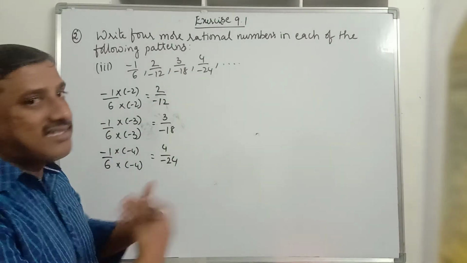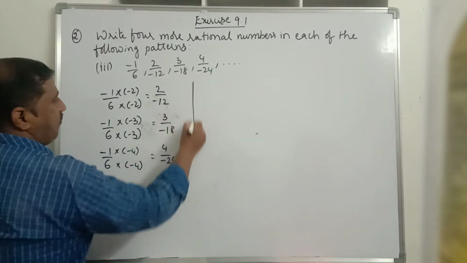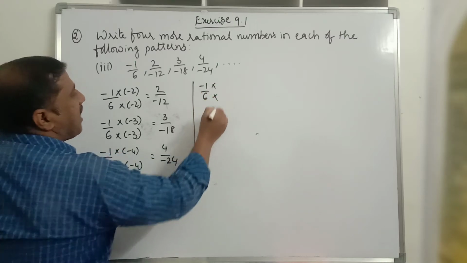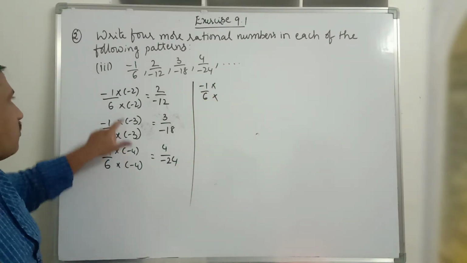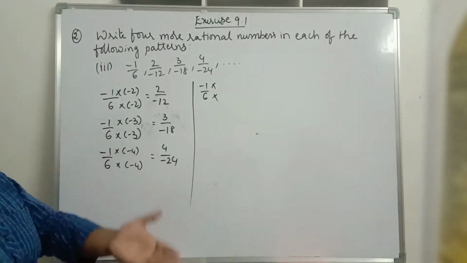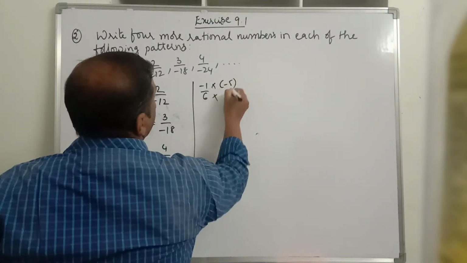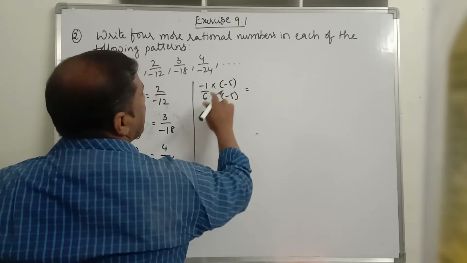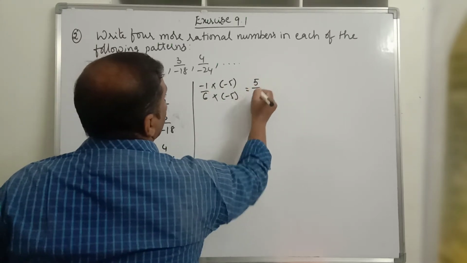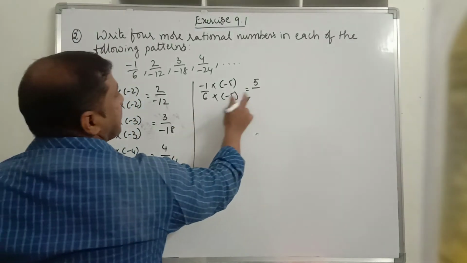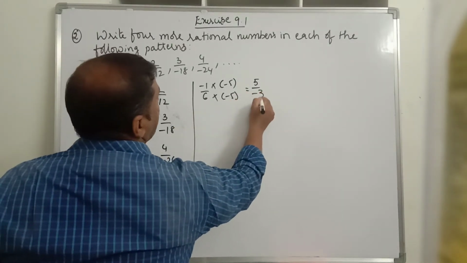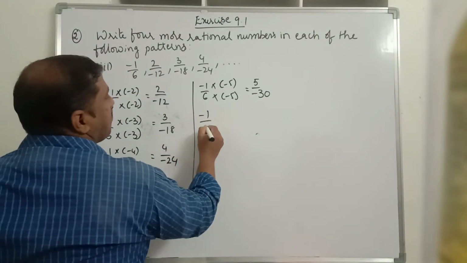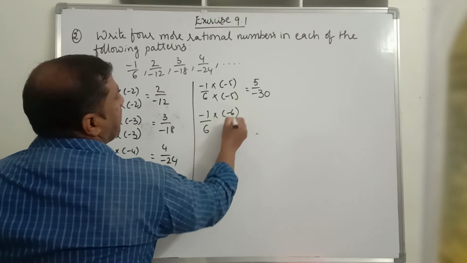So to get the next rational number, what we have to do? Minus 1 by 6 is multiplied with what? After minus 4, minus 2, minus 3, minus 4, the next integer it is what? Minus 5. So multiply with minus 5. Minus into minus it is plus. 1 into 5 it is 5, divided by plus into minus, minus, 6 into 5, 6 5s are 30. Now to get the next, minus 1 by 6 is multiplied with minus 6.